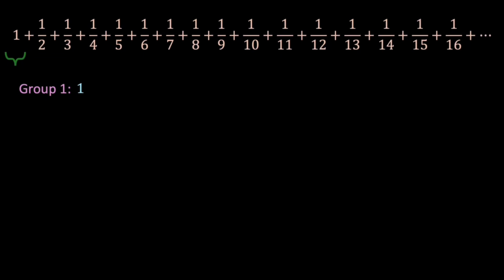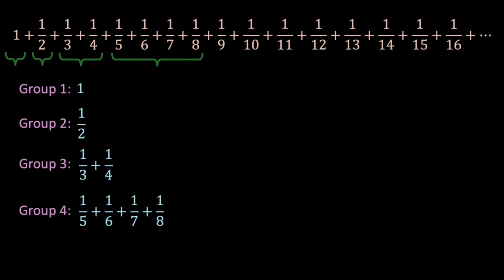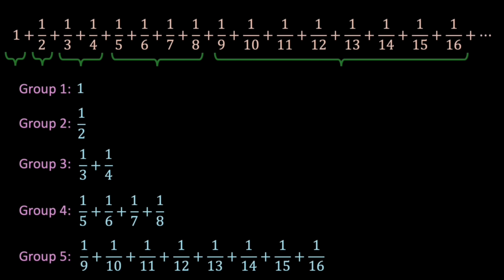The first group contained just the number 1, the second group contained 1/2, the third had 2 terms, a third and a quarter, the fourth had 4 terms, a fifth, a sixth, a seventh and an eighth, and the fifth had 8 terms, running from 1/9 to 1/16, and so on, with each subsequent group doubling in size. And here's where the insight really shines. Take the third group, a third plus a quarter.